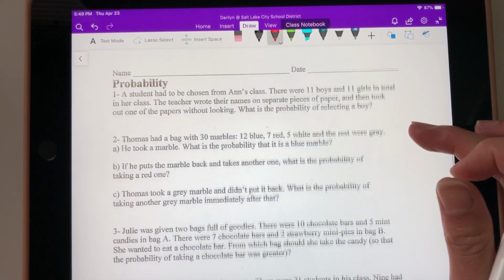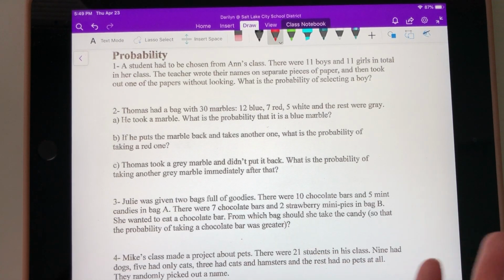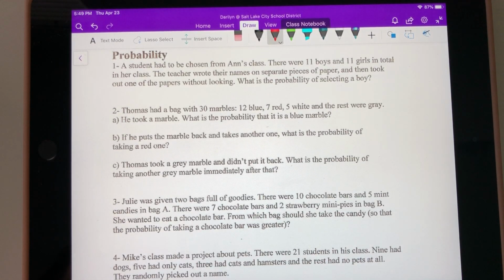Oh, I guess there's a backside. I should continue. I'm so sorry. So let's go ahead and do a couple examples on this backside. I'll just do number 1 and number 2.